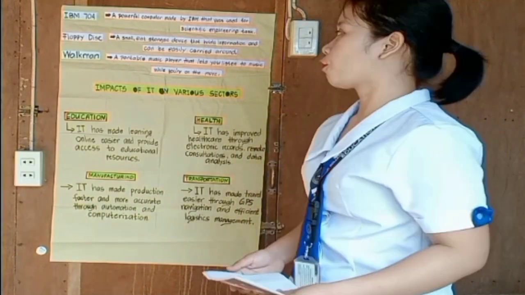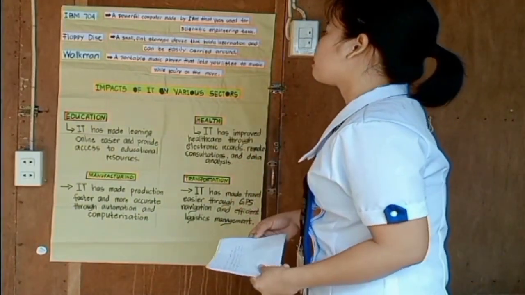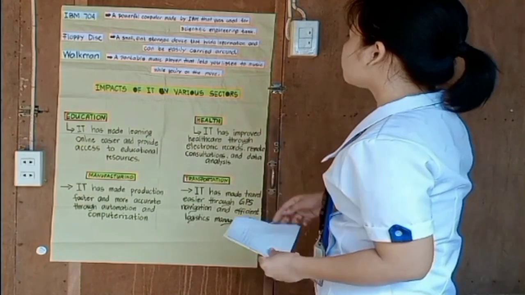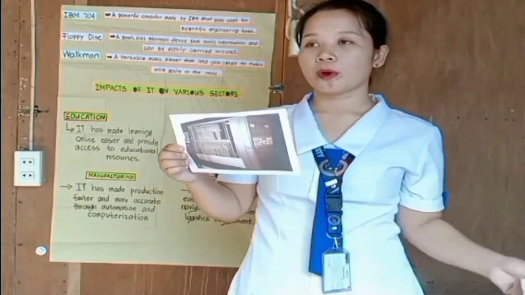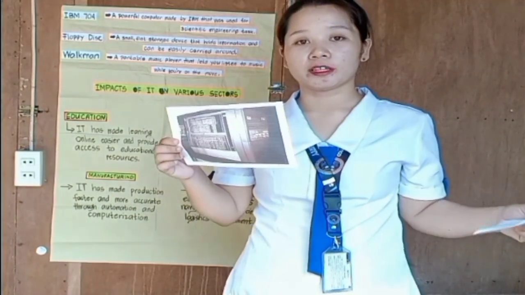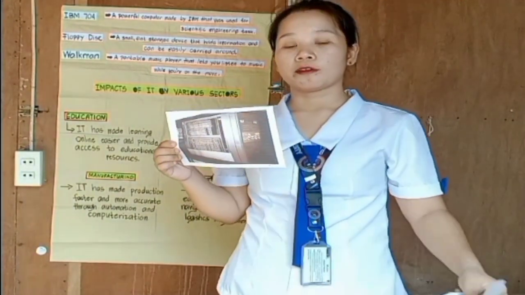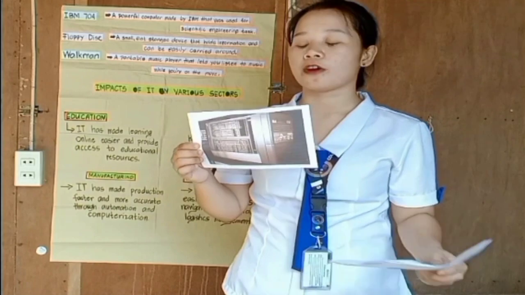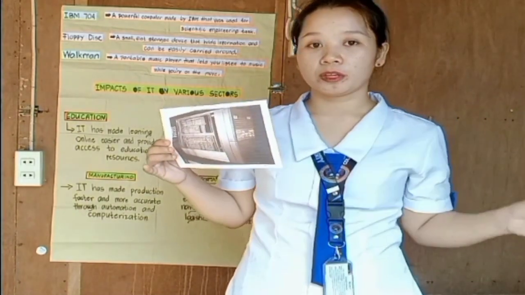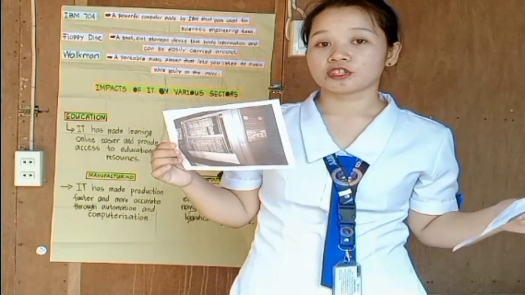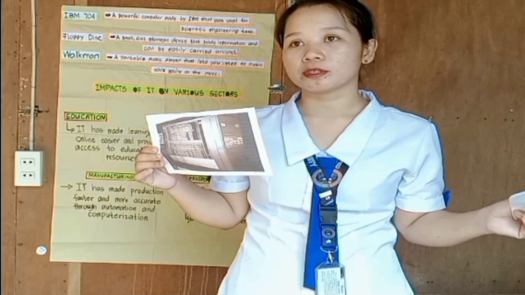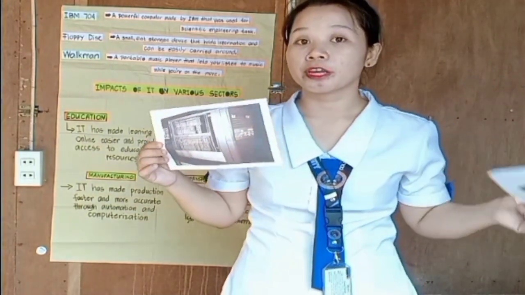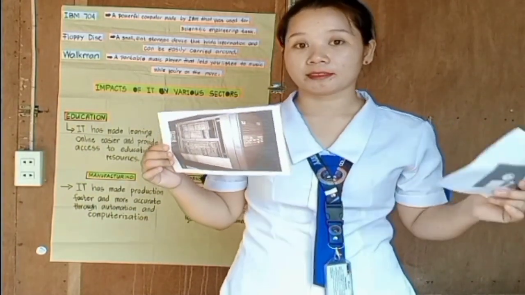Next is the IBM 704. It's a powerful computer made by IBM that was used for scientific and engineering tasks. So here's the image of the IBM 704. It was like a giant brain that could do a lot of math and other tasks really fast. People used it for all sorts of things like predicting weather, doing scientific research, and even planning space missions. The IBM 704 was kind of like the superhero of computers at that time.